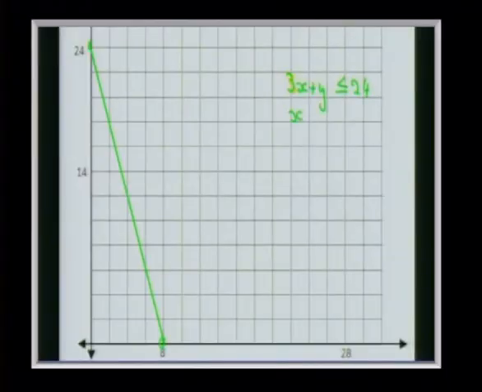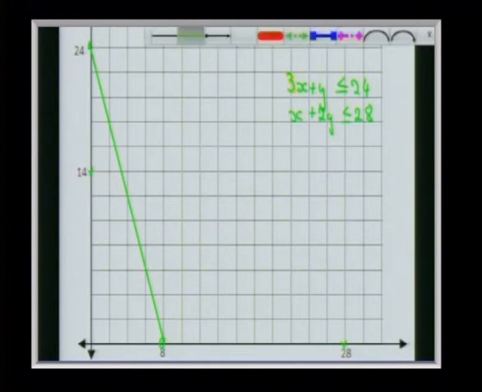The next inequality that we wrote down was x plus 2y is going to be less than or equal to 28. Cover up the y, and we have the x. Cover up the x, and we have the y of 14. Join the two dots, and there's our line.